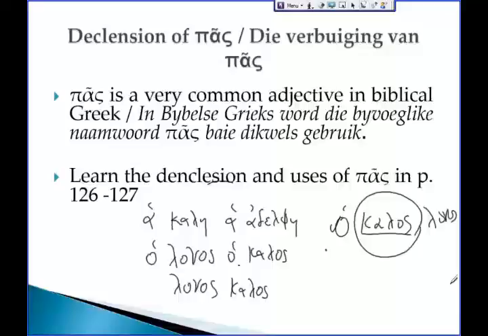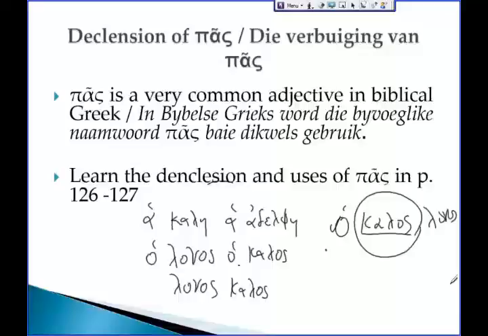Look at ho nomos. In between the article and the noun comes in now the adjective pas. And it's also in the nominative. I forgot to emphasize the case in the other. It will always agree in case, number, and gender with the noun it qualifies. Remember that. Okay. How do you translate that? The whole law. Okay. It's not all anymore. It's the whole law. Teaches what? The whole law teaches love.